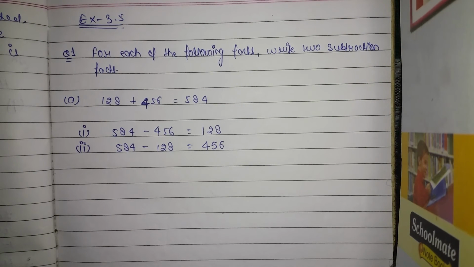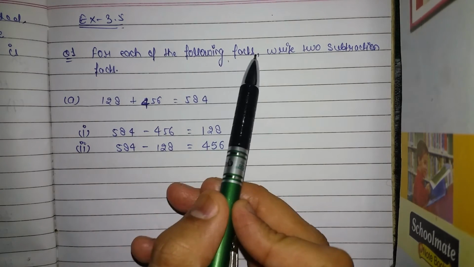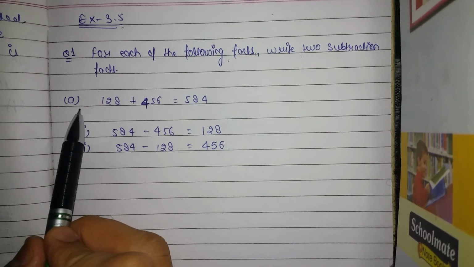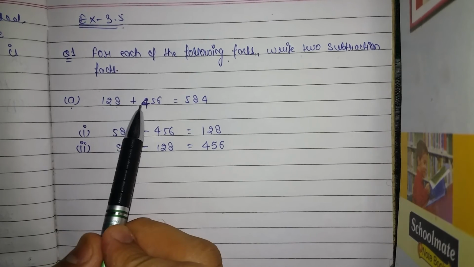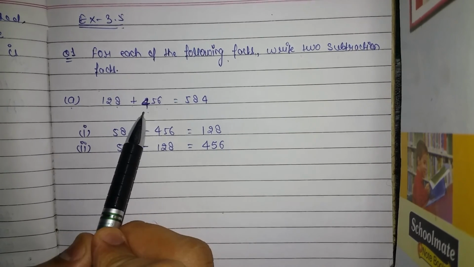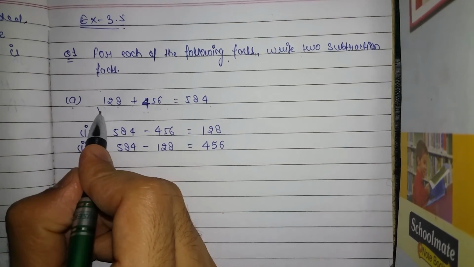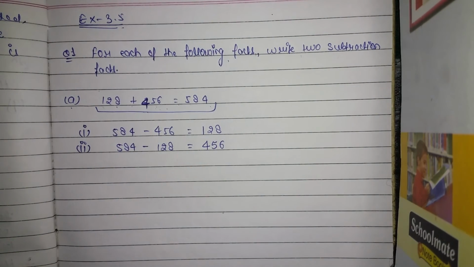Now coming to the exercise, today I'll cover question number 1. For each of the following facts, write two subtraction facts. Means you have to write down the subtraction facts. Now see, you will be able to understand the importance or the use of subtraction facts much better now. So A part is 128 plus 456, that is giving you 584. All this is given to you as your question. Right. Now you have to write down the subtraction facts.